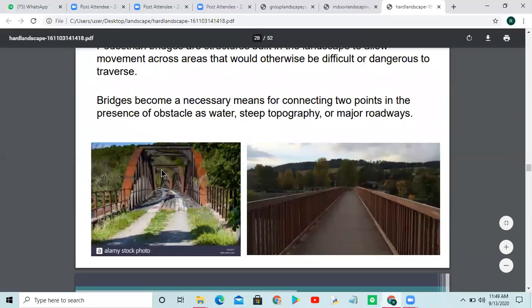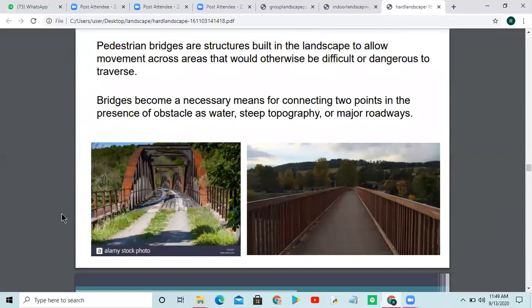Then Japanese bridges, they are very famous because they are a very important part of the landscape, because they help you connect two places at different levels. And it is a bridge which is a defined pathway.